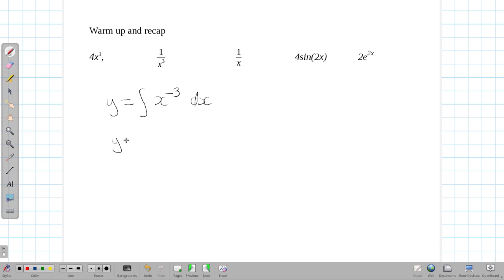So we've got y equals, add 1 to our -3, it's going to give us -2. Divide by that answer, -2. Add our C for constant. Then we can do a bit of simplifying. There's not much we can do here really. We just bring the minus sign to the top. That's more for convention reasons. It doesn't change anything. And that's the final answer of that with our C of constant.